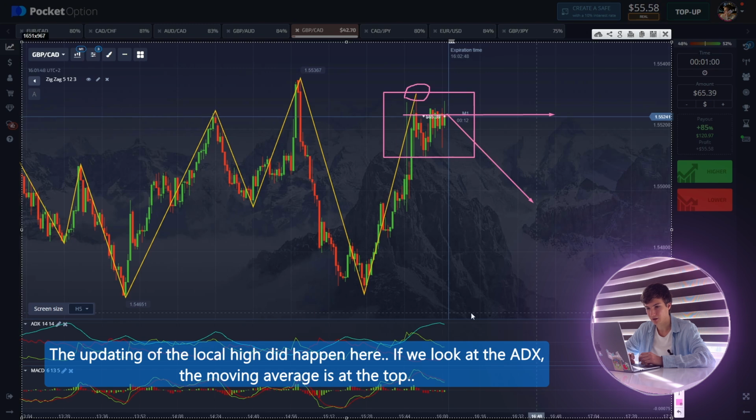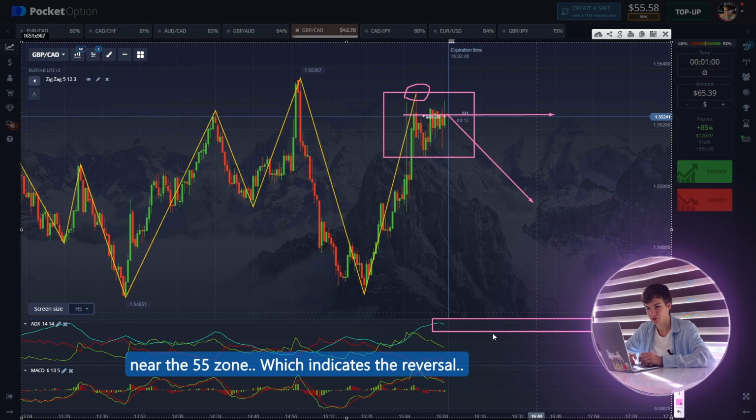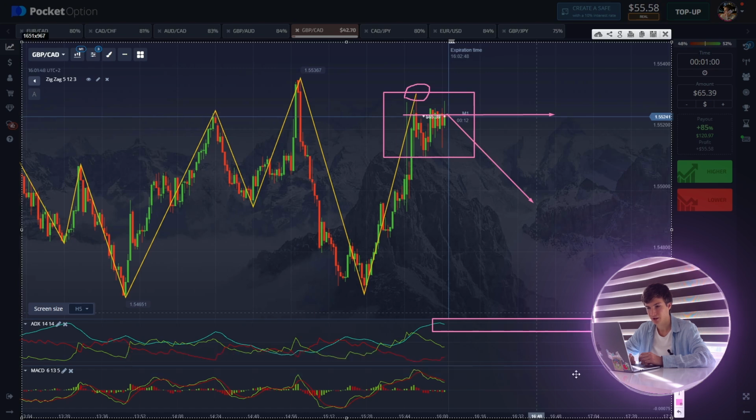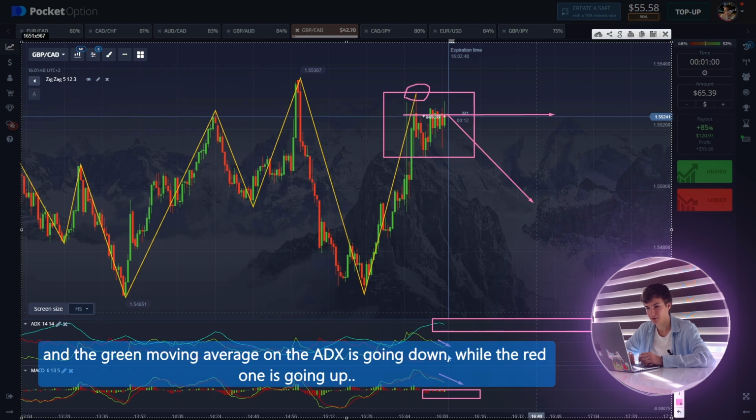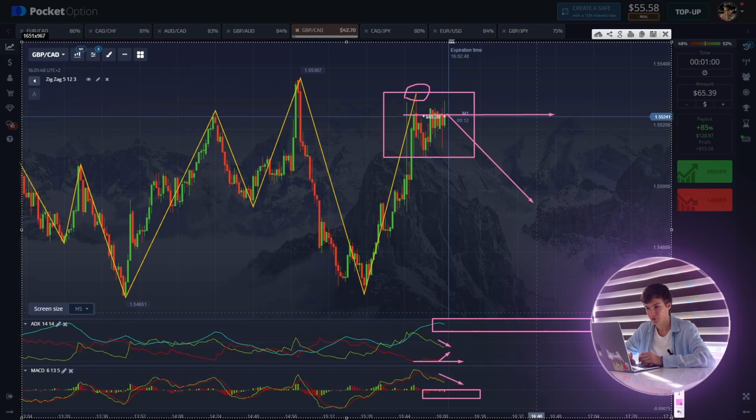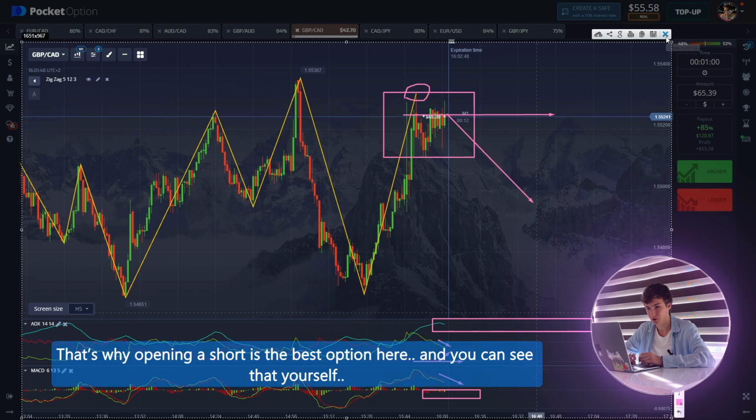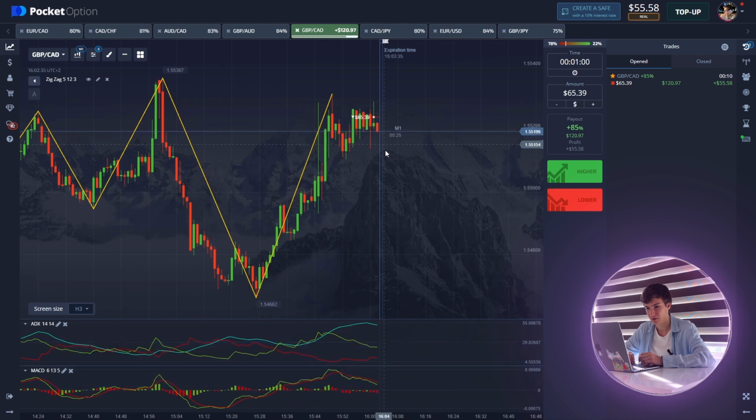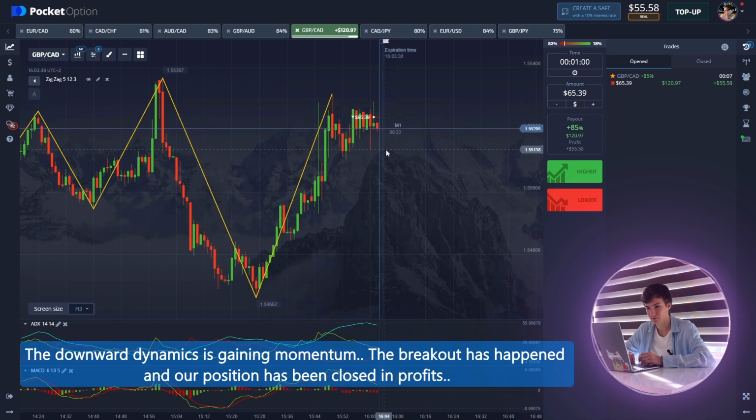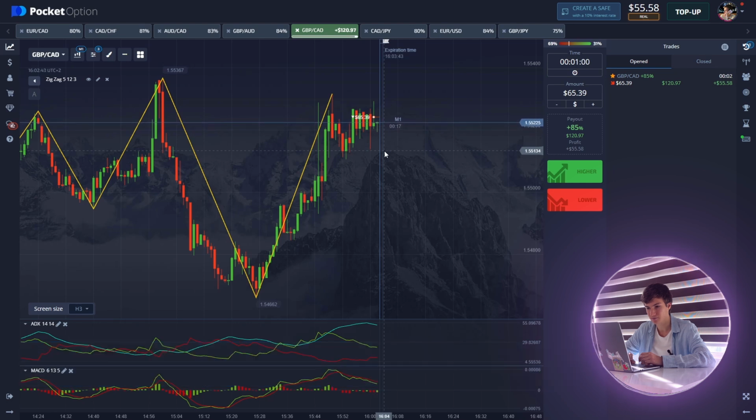If you look at the ADX, where the moving average is at the top, near the 55 zone, which indicates the reversal, small volumes on the MACD, and the moving average is fading downwards, and the green moving average on the ADX is going down while the red is going up. That's why we open a short. It's the best option here, and you can see that yourself. The downward dynamics is gaining momentum. The breakout has happened, and our position has been closed in profits.